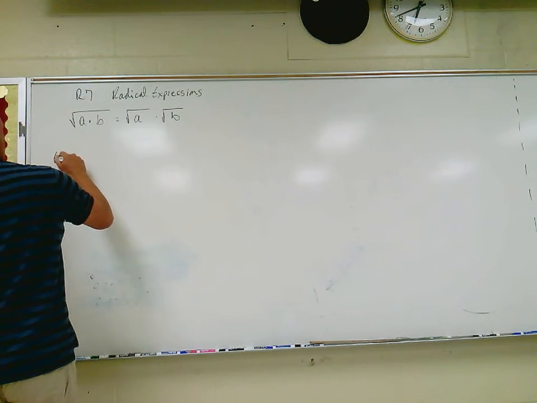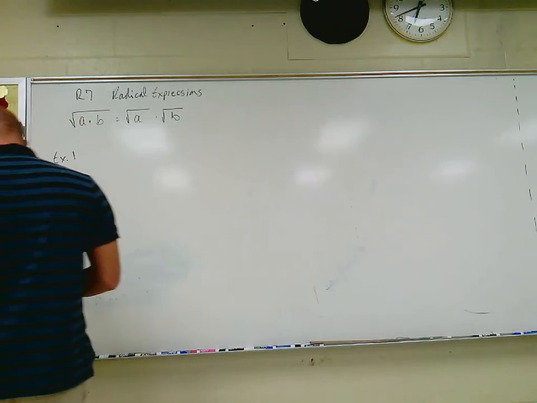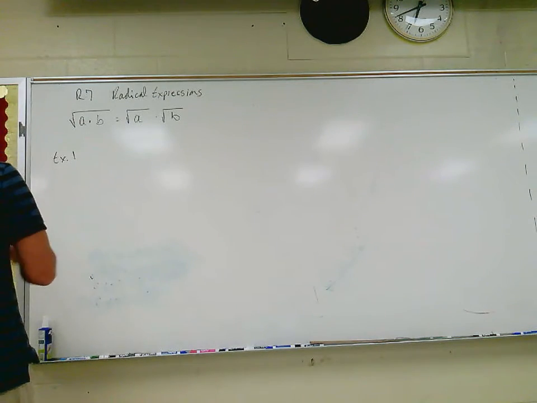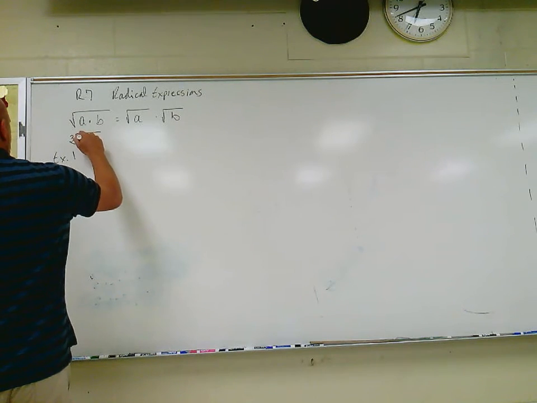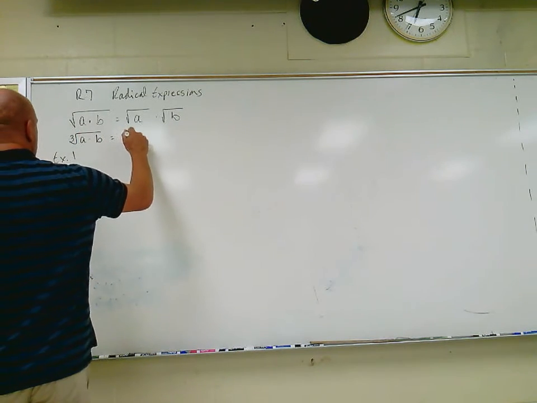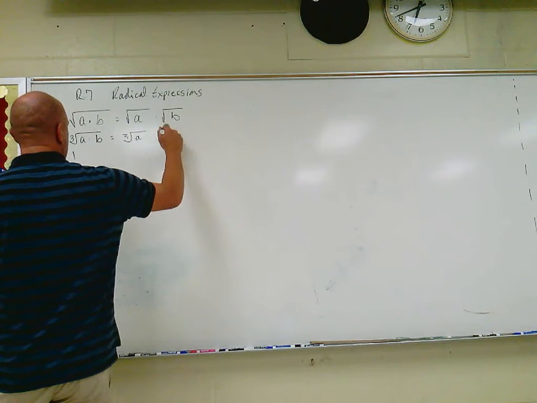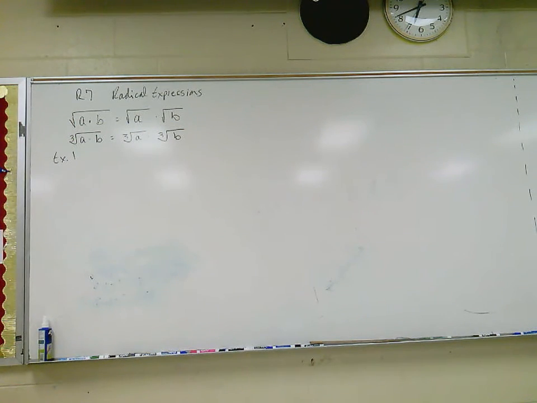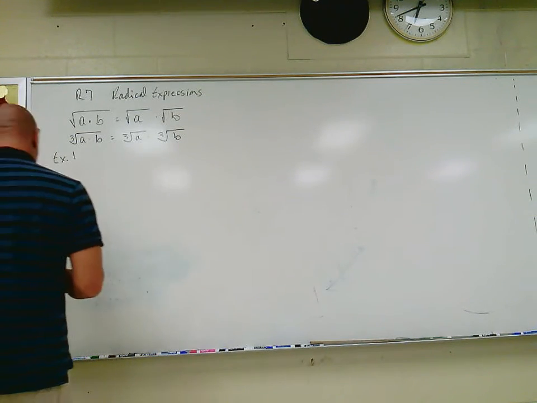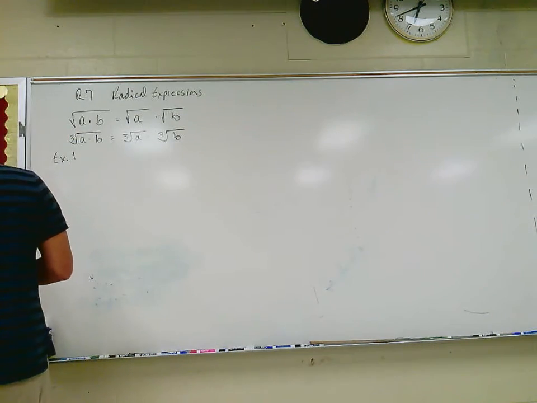So we'll call this example 1. I'll give you a couple of examples, and it also works for cube roots. So the cube root of A times B is cube root of A times cube root of B. All right, same rule. We'll do an example with a square root and an example with a cube root.